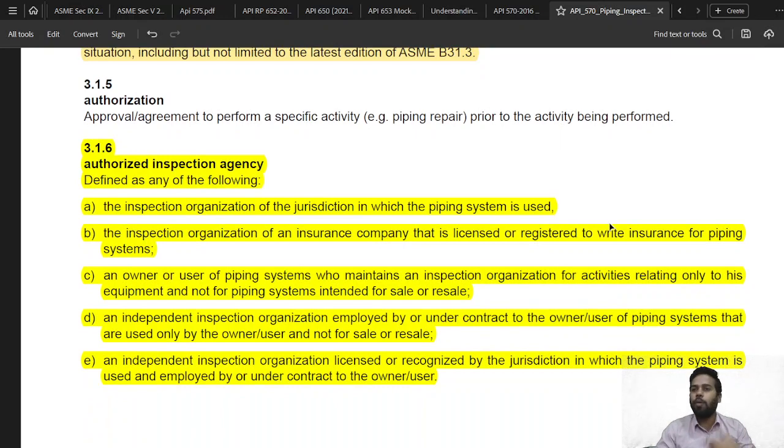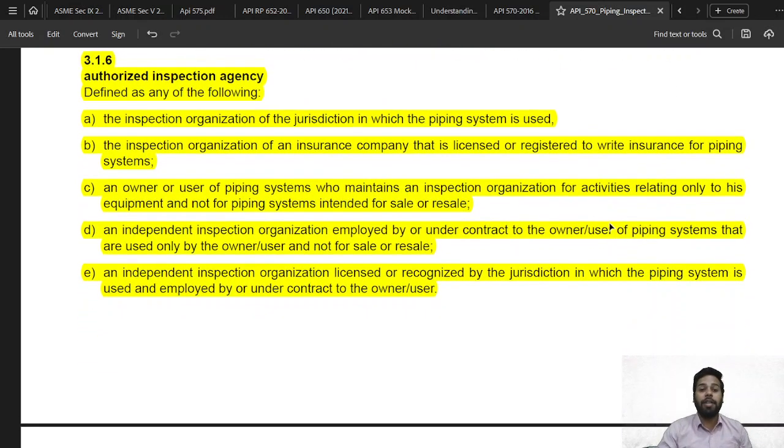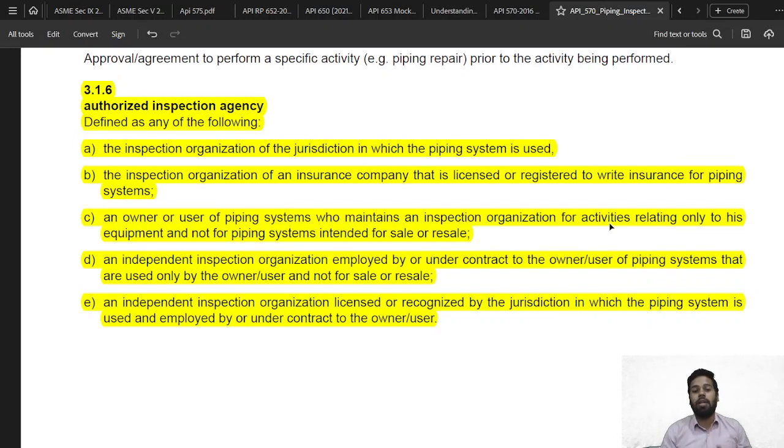Authorization: approval for any activity that is done. Authorized inspection agency: now you need to understand that as well. Authorized inspection agency is defined as follows. First, the inspection organization of a jurisdiction in which the piping is used. Sometimes you can have a government organization inspecting some kind of piping system, so that is also going to be considered an authorized inspection agency. Second, you can have an inspection organization of an insurance company that is licensed or registered to write insurance for a piping system. If you have a piping system, obviously you will have insurance for it, so the insurance company is also going to come and inspect your piping system. That can also be considered an authorized inspection agency.